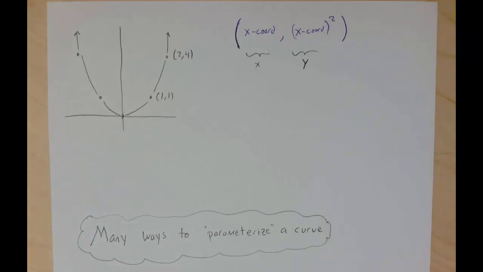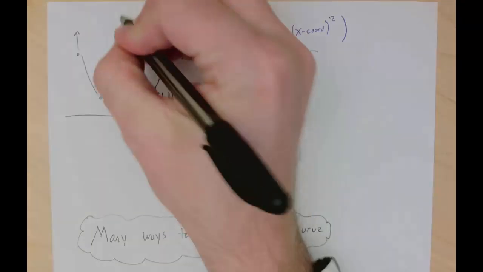There's lots of different parametric equations you could use that describe the exact same path through space. Those are called different ways of parameterizing a curve. So let's take y equals x squared.